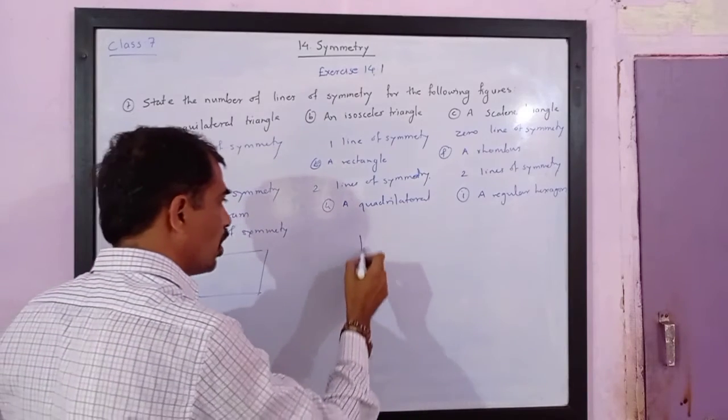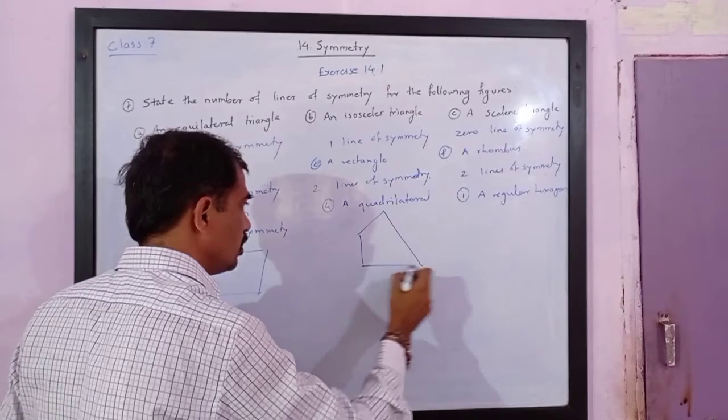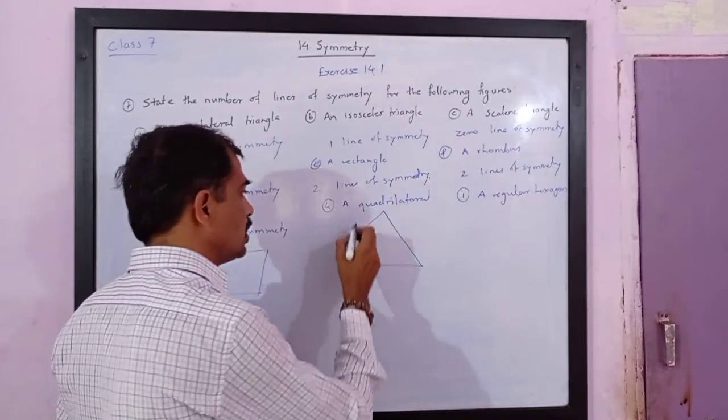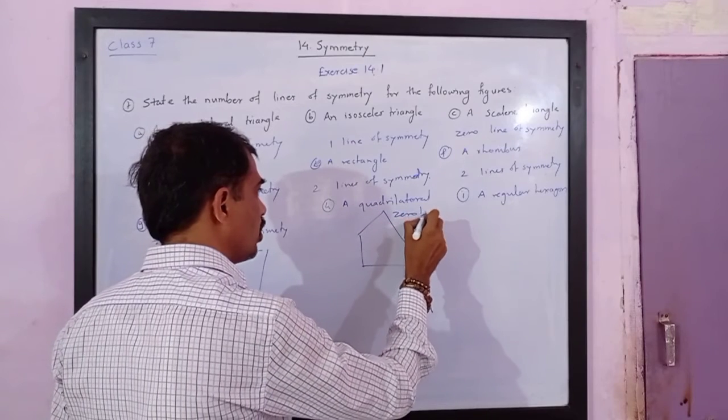Then a quadrilateral can be any shape. So it is again very difficult to draw lines of symmetry. So this also has zero lines of symmetry.